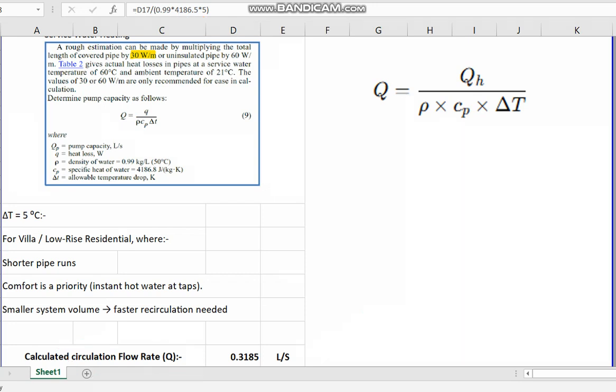As I told you earlier, this basic method gives you an idea of the pump capacity for the early design. In the future, I'm going to post one detailed video which explains how to find the hot water circulation pump for a high-rise building, considering each pipe size and heat loss.